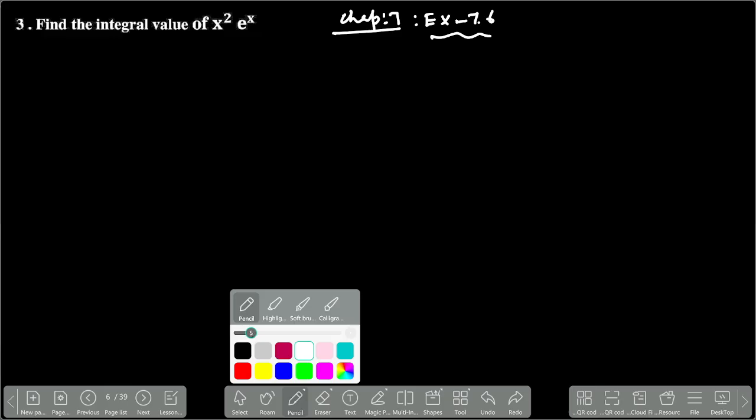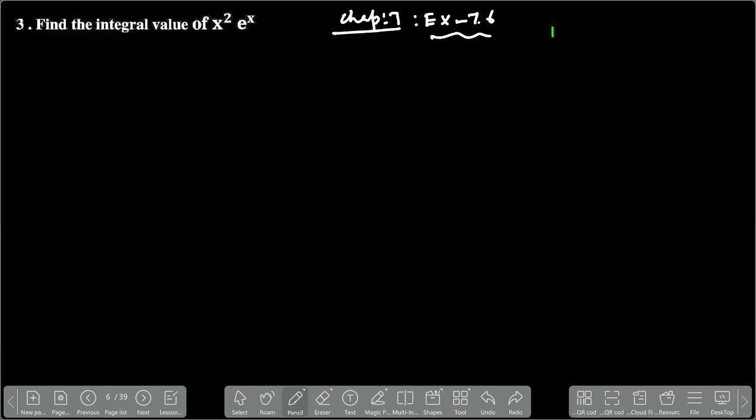For integral by parts, you must use the letter ILATE. Why are we using ILATE? That means the given integral should contain two functions of these kinds: inverse, logarithmic, algebraic, trigonometric, and exponential. So you should assign by the integral by parts formula. You know that very well: integral u dv equal to uv minus integral v into du.